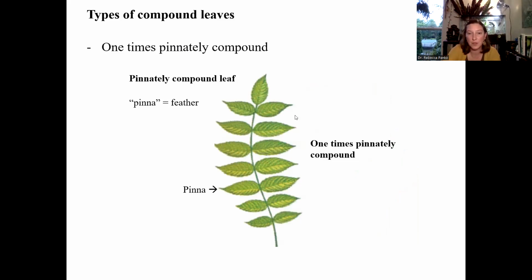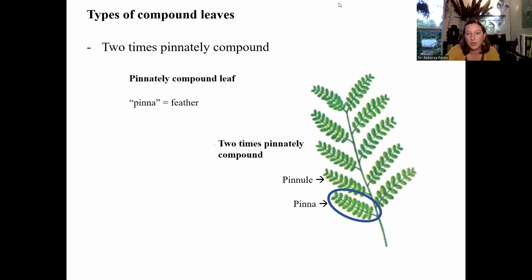Whereas here, 2 times pinnately compound, 2 levels of things, 1 and then another, all these little guys. When this occurs, we have these fancier words, pinna and pinnule, because remember, you're dealing with pinnately compound leaves. So when you have 2 times pinnately compound, the bigger division is a pinna, and the smallest division is always a pinnule.